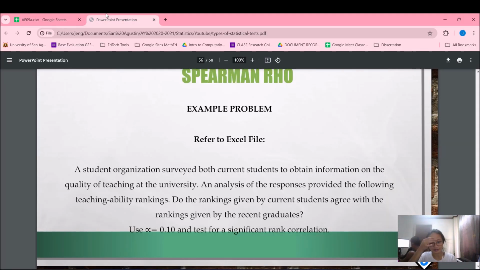Okay, so the ranking of the current students agree with the rankings given by the recent graduates.